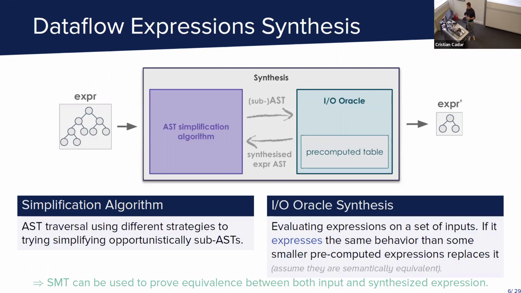By the way, this is a bit heuristic. So you can also reuse SMT here to check the equivalence of the expressions that you synthesized. So that's basically the idea of our de-obfuscation algorithm, where we mix both symbolic execution and program synthesis for simplifying expressions.